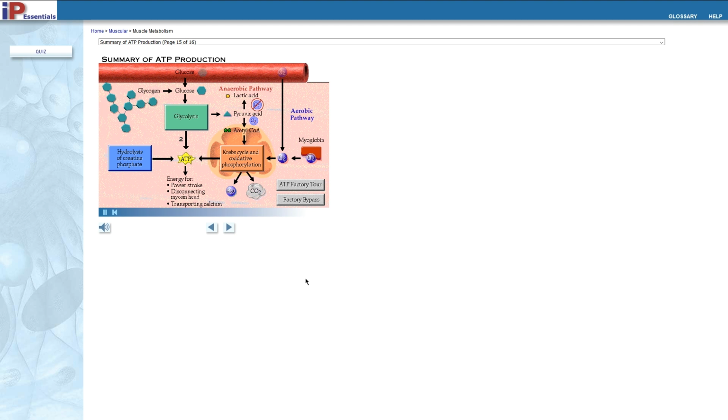The mechanisms that produce ATP can be compared to a cellular factory. To see animations of these processes, click the ATP Factory Tour button. To skip the tour, click the Factory Bypass button.